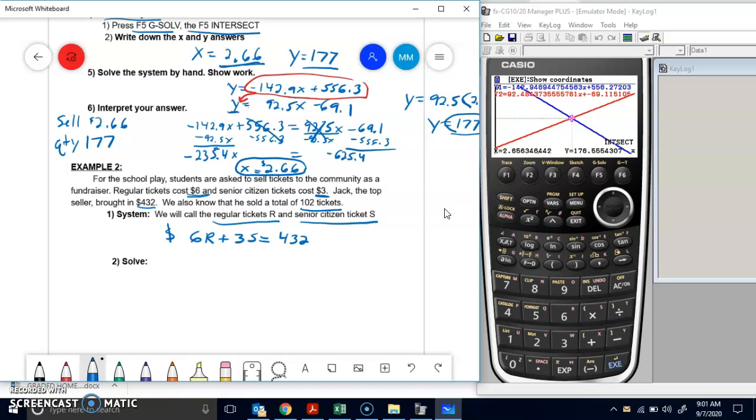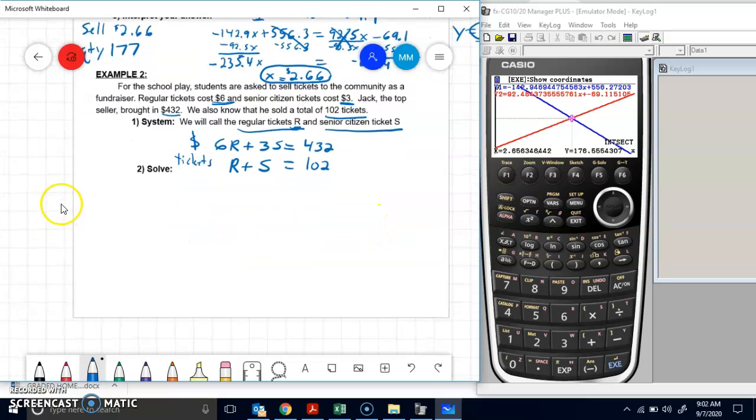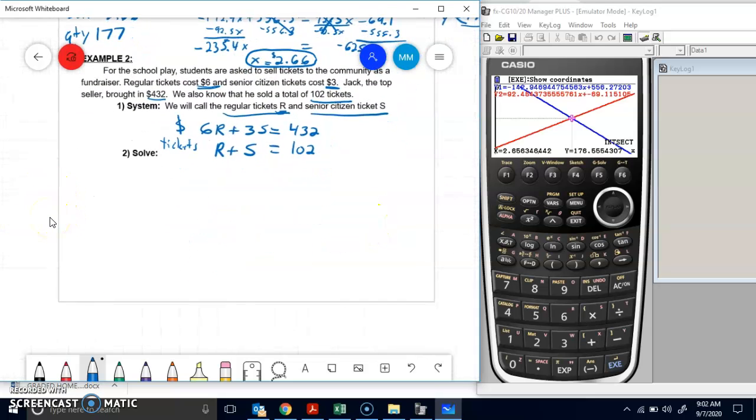So there's one equation. The other equation is we know how many total tickets. So this is the total number of tickets. So how would I write an equation for that? Well, R number of tickets, I don't know how many regular, but whatever he sold, plus S number of tickets should equal 102. So when you combine the two types of tickets together, it tells you how many total tickets, 102. So we're going to solve this equation. So I have 6R plus 3S equals 432.